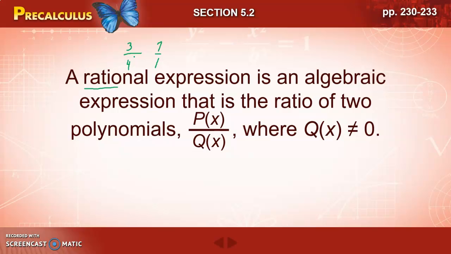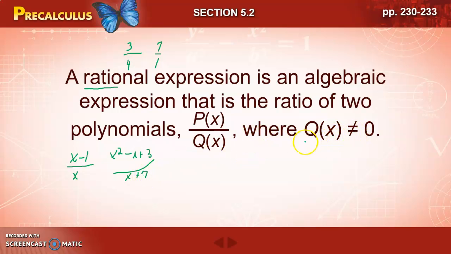A rational expression is an algebraic expression that is the ratio of two polynomials, p of x to q of x, where q of x cannot equal 0. So an example of a rational expression might be x minus 1 over x, or x squared minus x plus 3 over x plus 7. Pardon my handwriting there. Those are rational expressions.